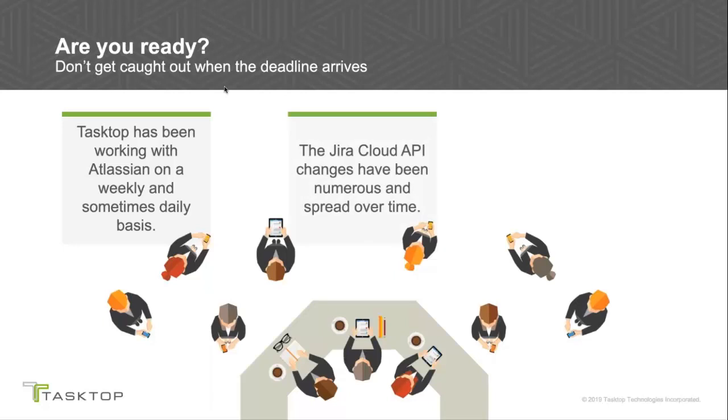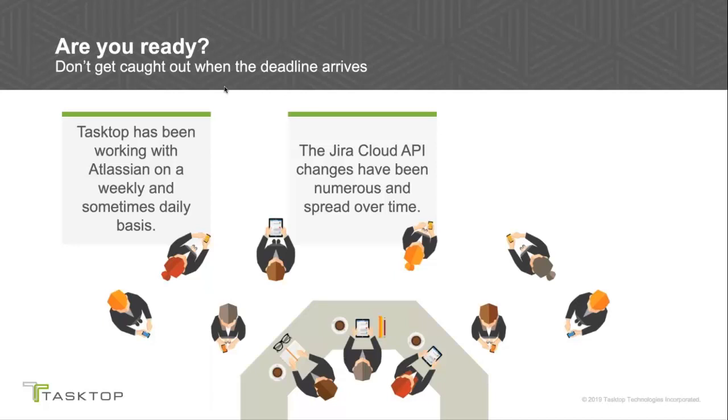The Jira Cloud API changes have been numerous, spread over time. I believe in November is when they started changing the API, getting ready for this date. They announced, again, that it was happening in May, and for every month since then, they've been making announcements, making changes, telling their community. Even Tasktop, while we're making changes, we are informing not just all of the Tasktop employees, but we've been informing our customers as well, saying, this is coming, be ready for it.